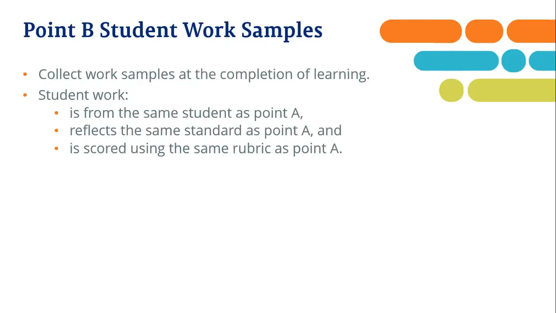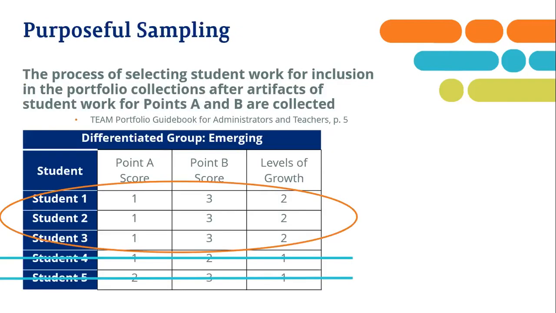At the completion of the learning of the same standard used for Point A, the teacher should administer a standards-aligned task to collect work samples for Point B. The Point B student work samples should assess the same standard as Point A and be scored according to the same rubrics used for Point A.